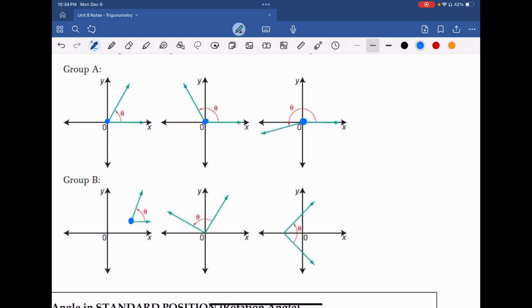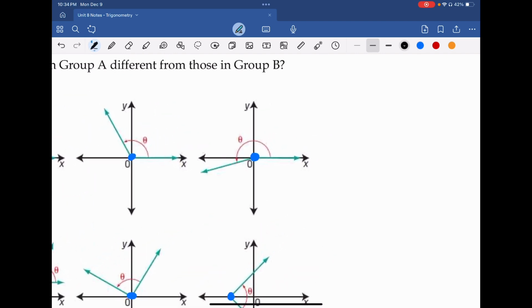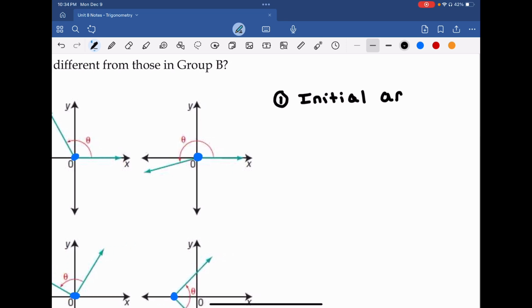When we look at group B, you see that that's not the case. Some of them have a vertex point that is off of the origin, and then some of them are on the origin. Some of them are shifted to the left of the origin and make their vertex somewhere on the negative x-axis. We don't want this. So in fact, when we talk about angles in standard position, the two big characteristics we want are the following. The first characteristic: we want the initial arm on the positive x-axis.